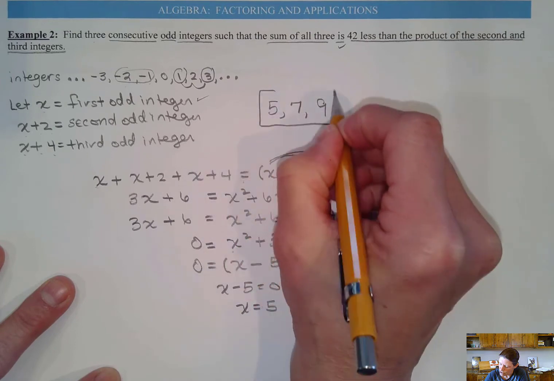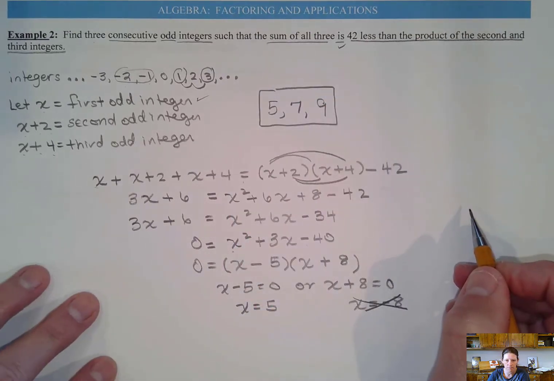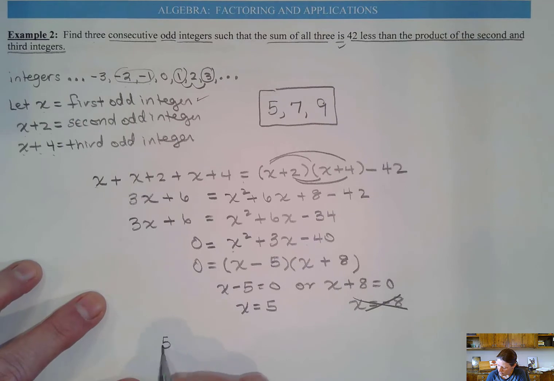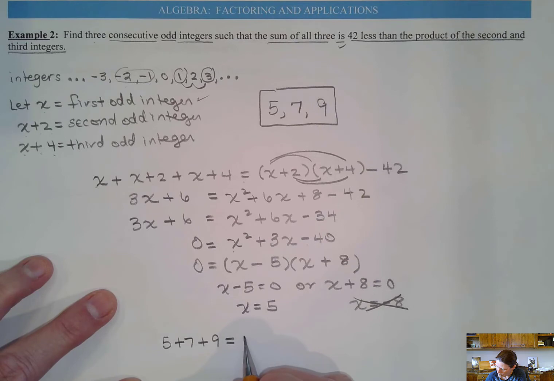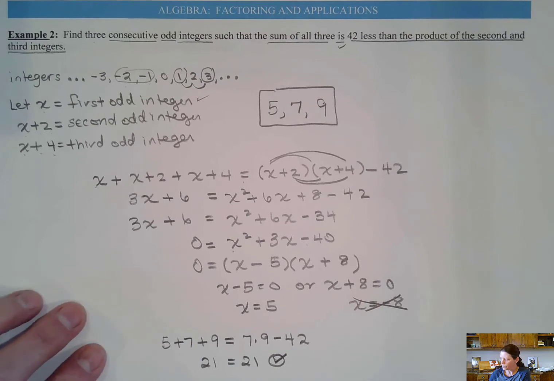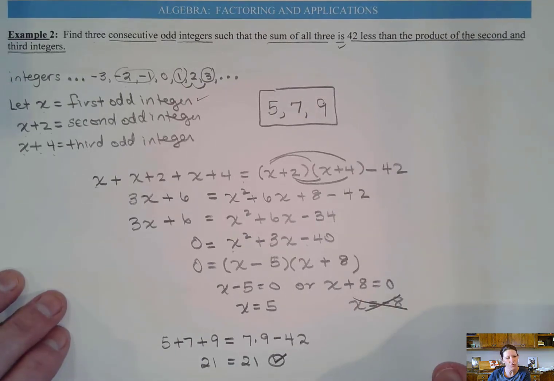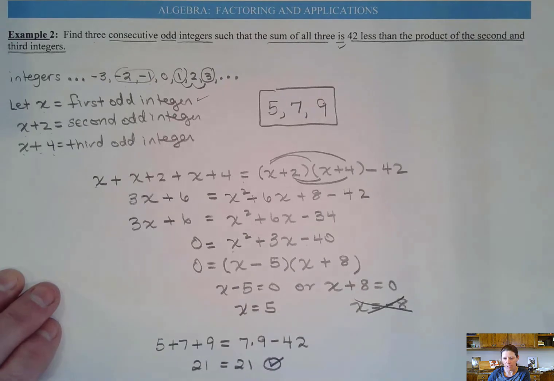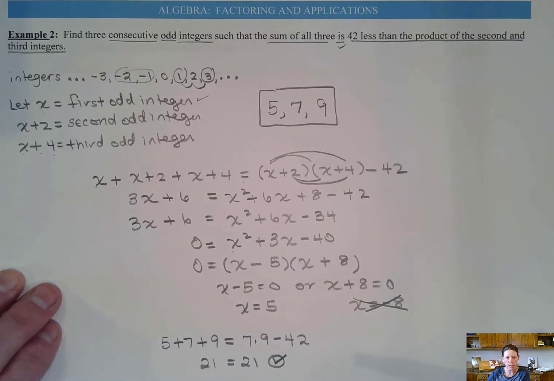And let's just do a quick check and see if this makes sense. If we add them all together, 5 plus 7 plus 9, is that equal to the product of the second and the third, that is 7 times 9 minus 42? And in each case, we're going to obtain the number 21. And that checks out just fine. Okay, always look at your answer to see if it's reasonable. And then if time allows, go ahead and do a formal check like we have done.